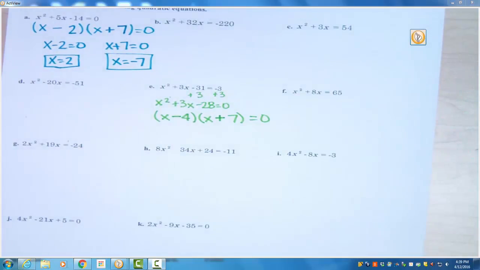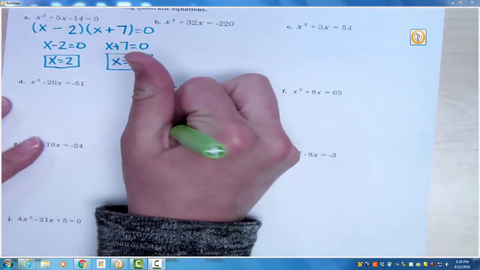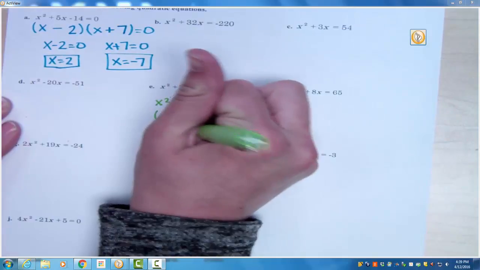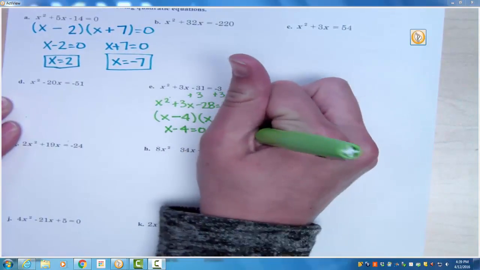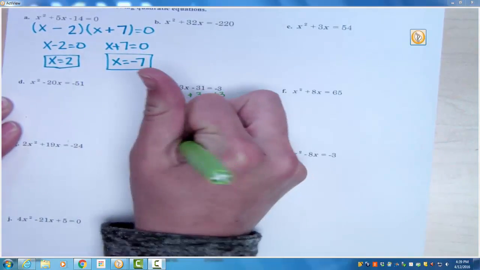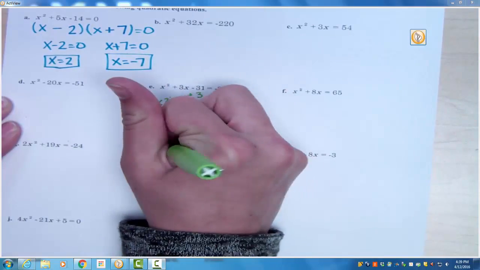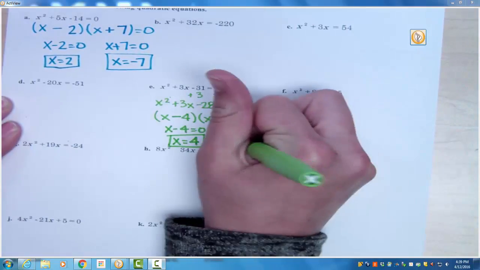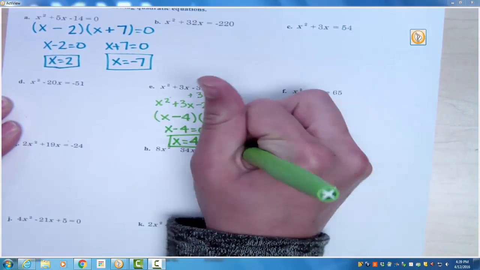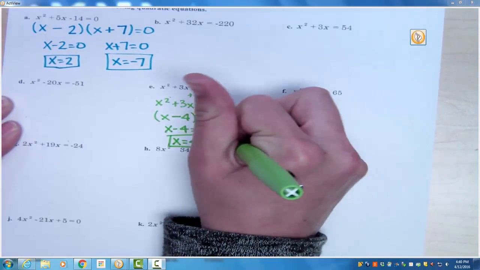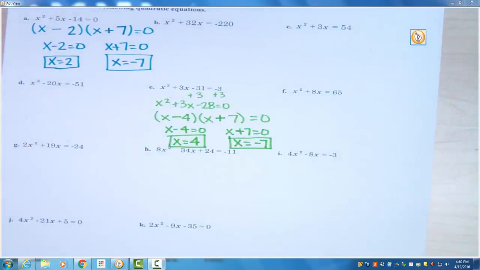So my larger number has to be positive, and my smaller number has to be negative. Now, x minus 4 equals 0, and x plus 7 equals 0. And then I solve for x. I add 4 to both sides to get that x equals 4, and I subtract 7 from both sides to get that x equals negative 7. So there's a couple examples for you there.